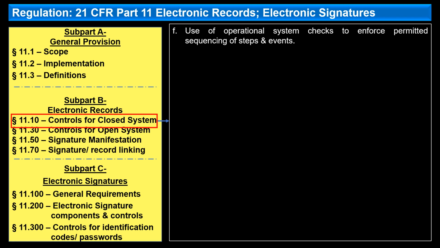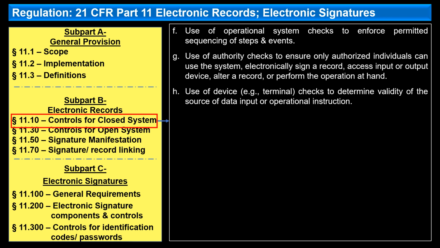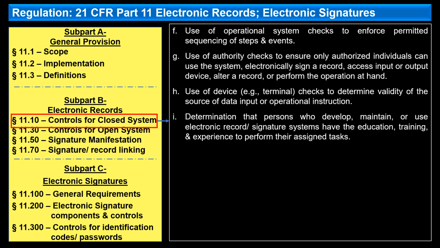Use of operational system checks to enforce permitted sequencing of steps and events. Use of authority checks to ensure only authorized individuals can use the system, electronically sign a record, access the input or output device, or alter a record, or perform the operation at hand. Use of device checks to determine validity of the source of data input or operational instructions. Determination that the persons who develop, maintain or use electronic record or signature systems have the education, training and experience to perform their assigned tasks.